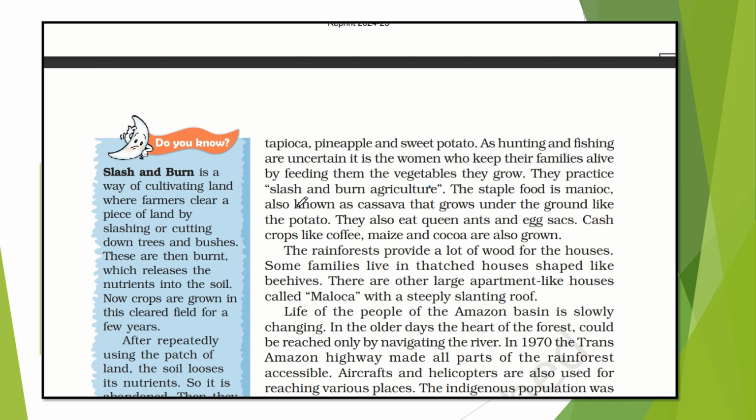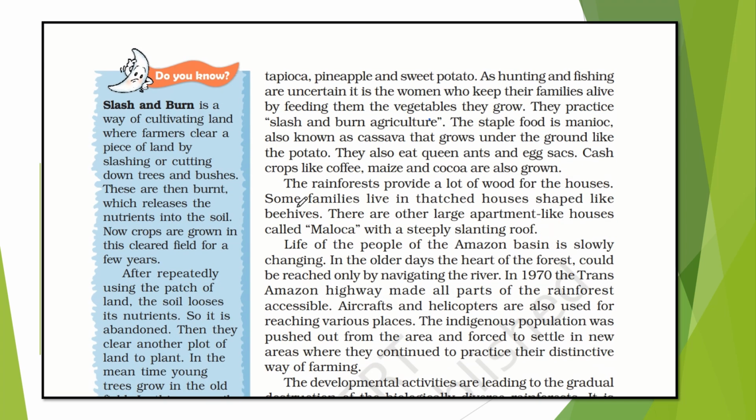So here they have cut down part of the land. They will cut down the trees of some part of the land, and after that they will burn it, and because of that burning, the burnt parts of the trees give nutrients to that land, and they will do the farming there. So in detail we will understand about slash and burn.